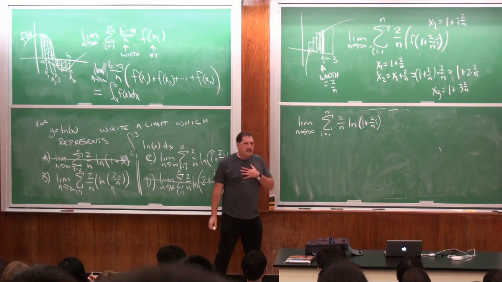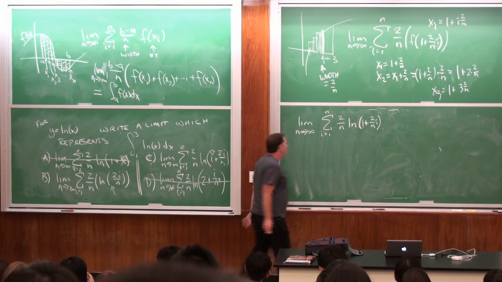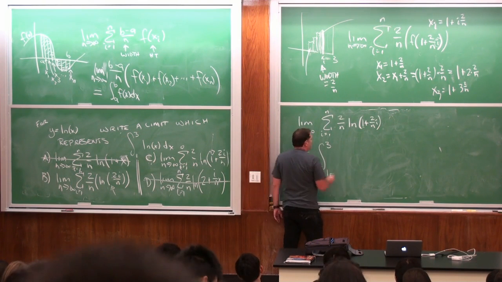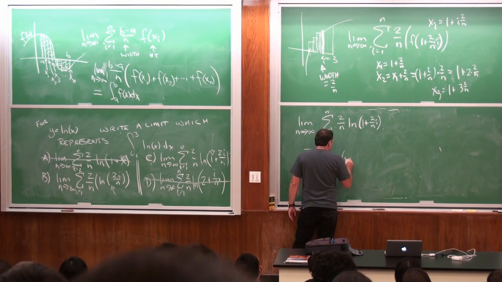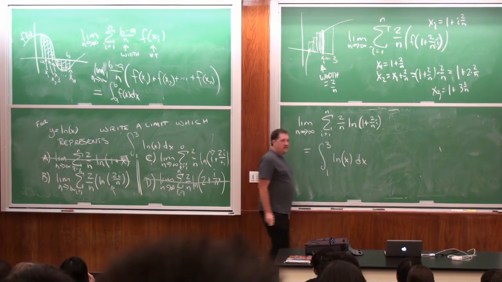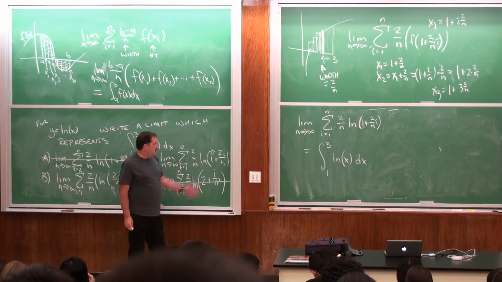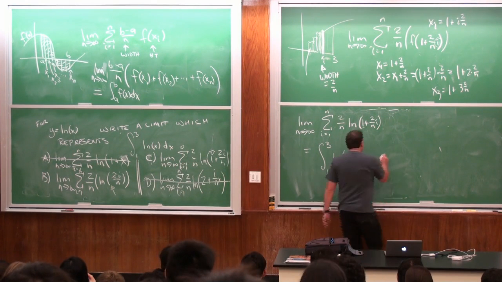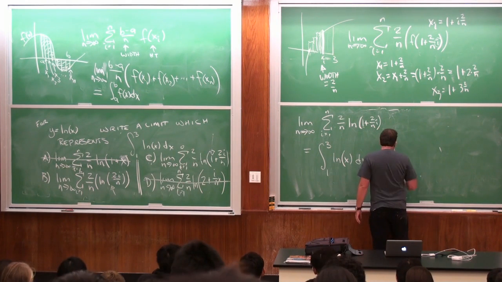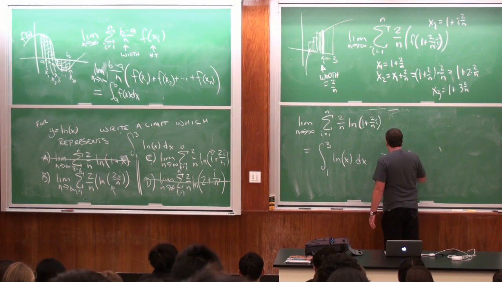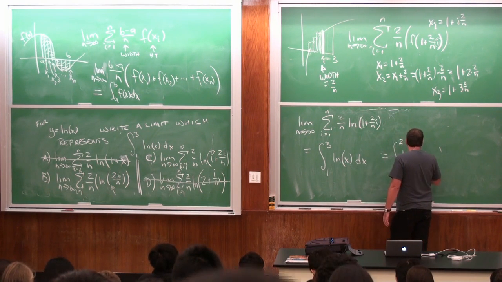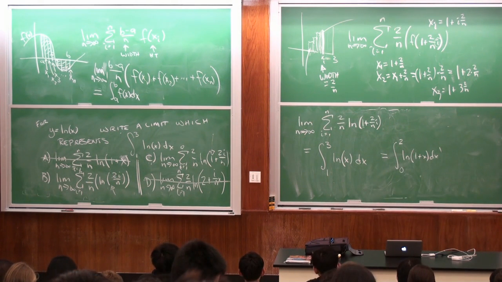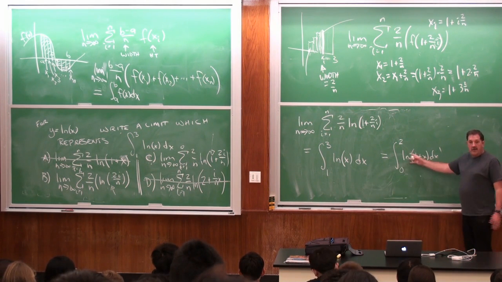So I have this limit. Now we already know that this equals the integral from 1 to 3 of the log of x dx, because we just did the problem the other way around. But it also equals the integral from, say, 0 to 2 of the log of 1 plus x dx. It's the same. All I'm doing here is shifting my picture by 2.